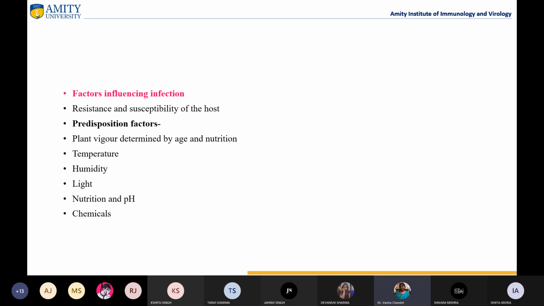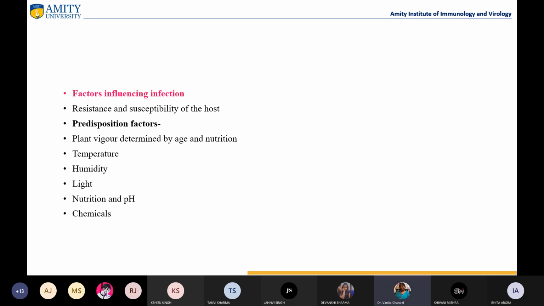Then predisposition factor. This I discussed yesterday also, that some factors make plants vulnerable to pathogen attacks. It could be the environmental factor, adverse environmental factors, wounds, or any other thing, right? So due to those factors, if they are affecting the plant, the plant becomes more susceptible to the pathogen, right?